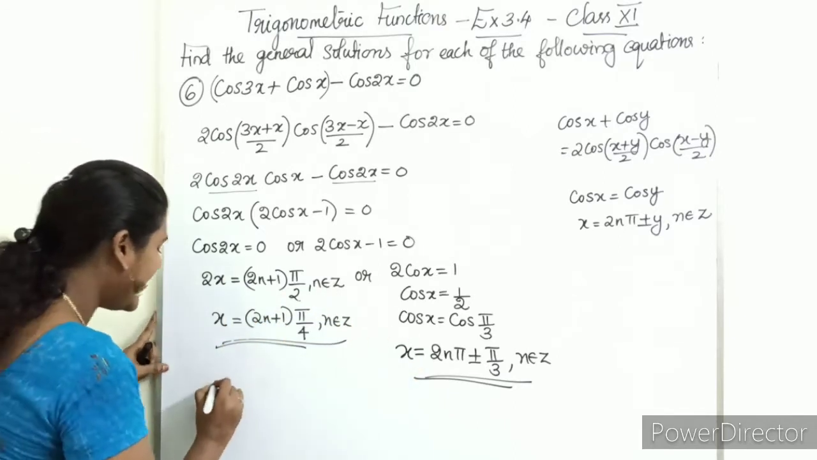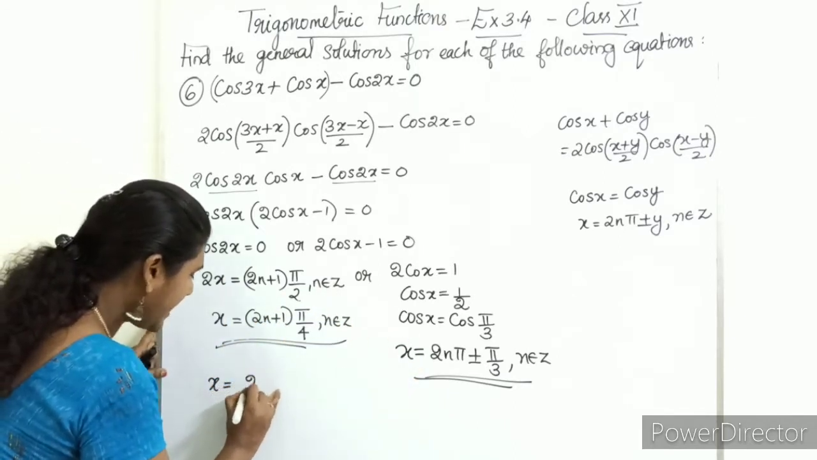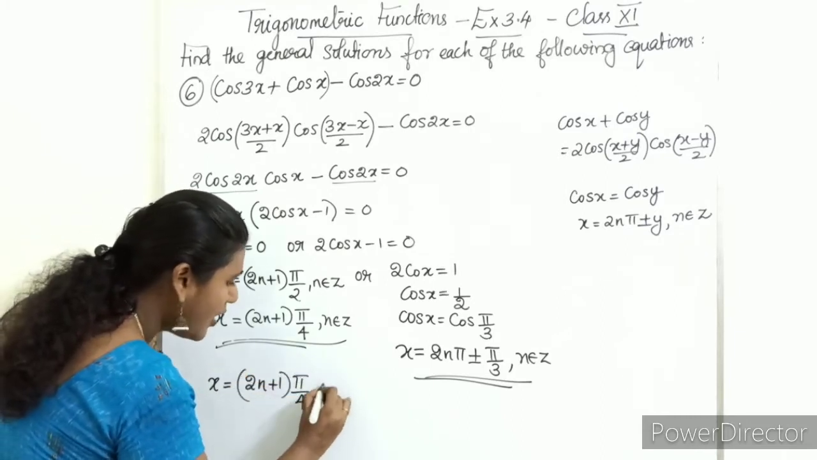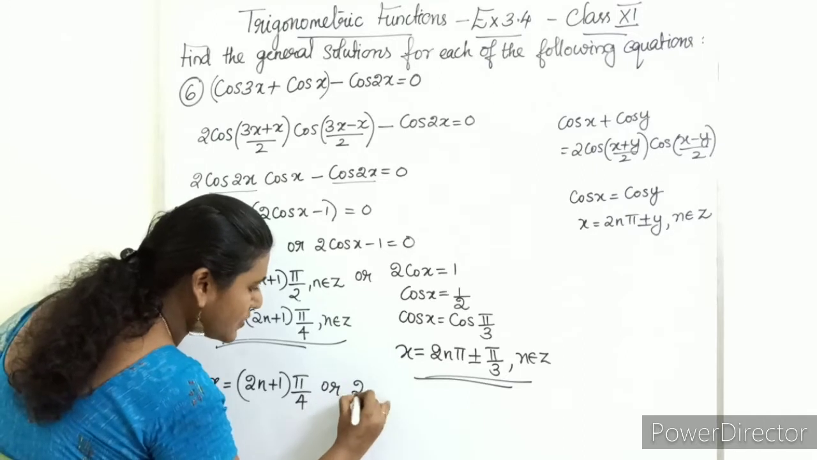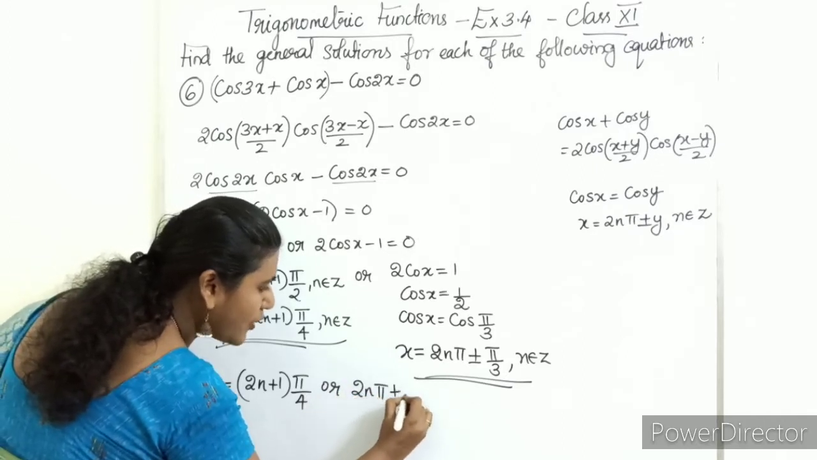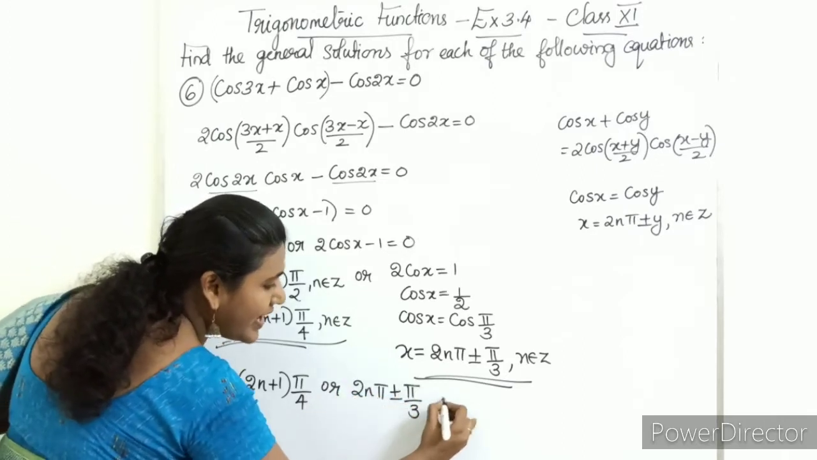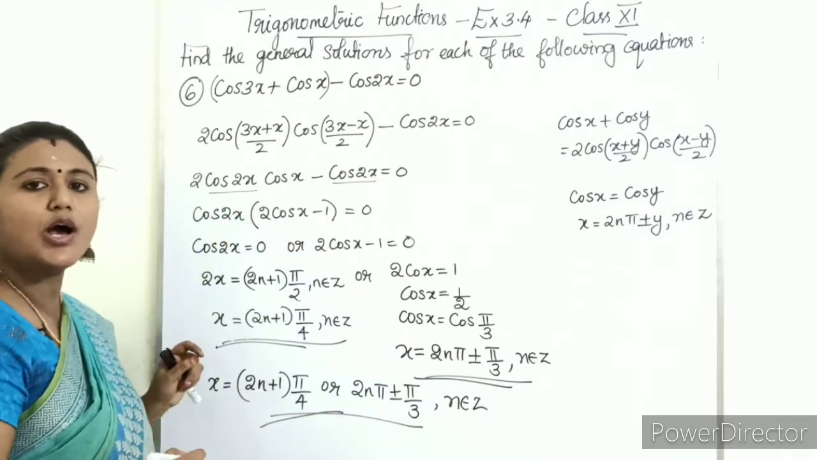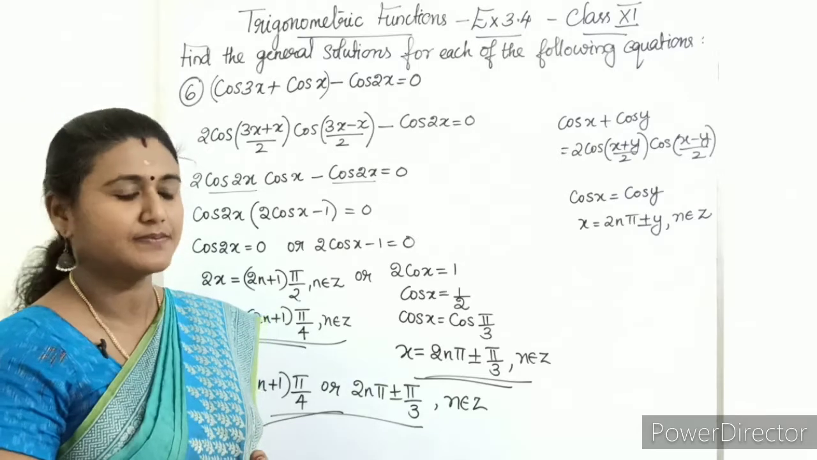So we can write the solution as x is equal to (2n plus 1) pi by 4, or this is another solution, 2n pi plus or minus pi by 3, where n belongs to z. So this is our answer. Okay, now we will see the next question.